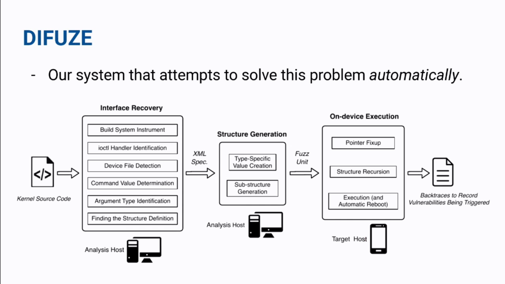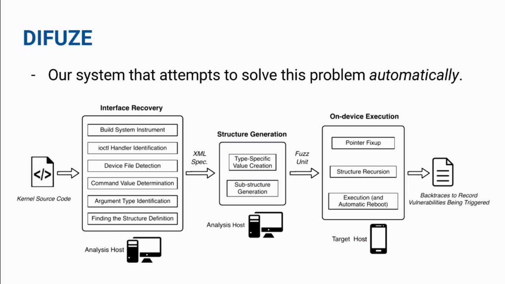With that said, now I'll introduce our tool, Defuse, that attempts to solve this problem automatically, so we don't have to do all this manual analysis. Defuse nominally stands for driver interface fuzzing, but then "defuzz" sounded kind of stupid, so we put an E on the end, and it's Defuse. This is the general pipeline of our system. You give it kernel source code. It does an interface recovery step, retrieving all the information we just talked about, and outputs that in an XML specification. Then structure generation takes it and says, okay, I have all this information about the parameters and the command values.